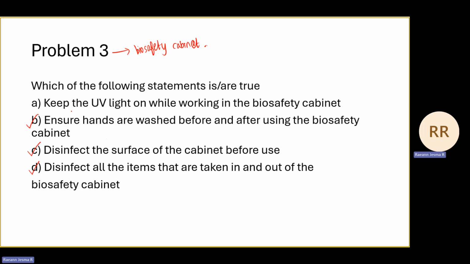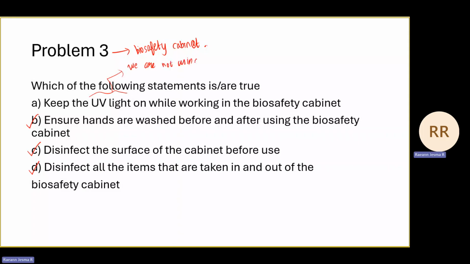Now let us look at option A. In option A, it is mentioned that we have to keep the UV light on while working in the biosafety cabinet. Okay, why do we need UV light? This UV light generally acts as a germicidal lamp. So it is to keep the interior clean when we are not using it. We don't want to get exposed to this UV light. So this is generally used when not using the cabinet. Okay.